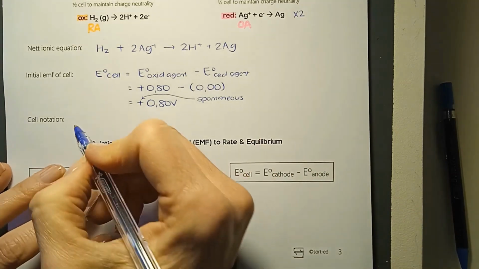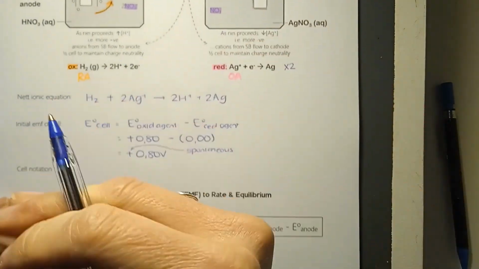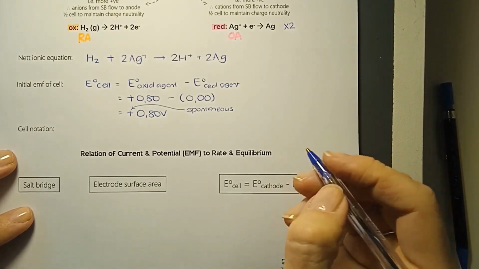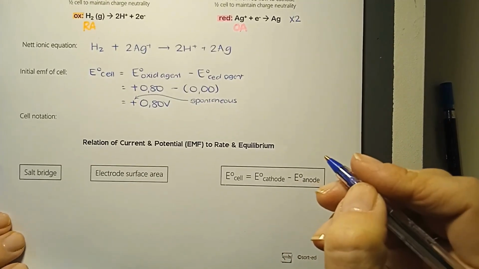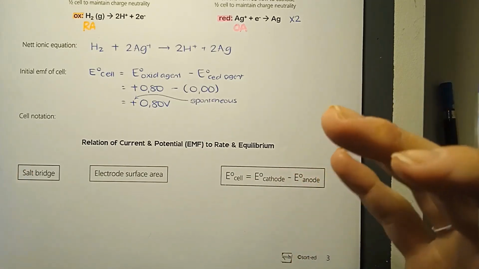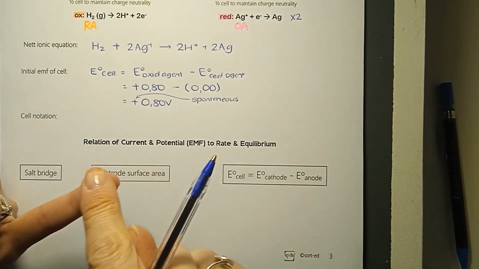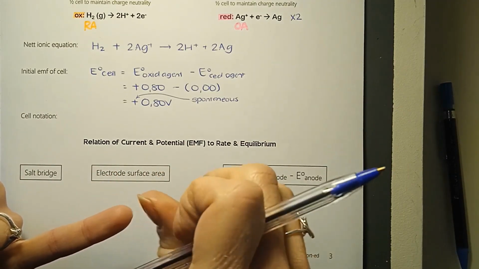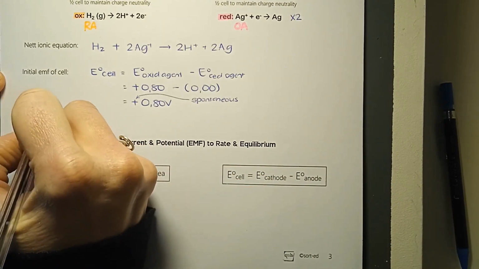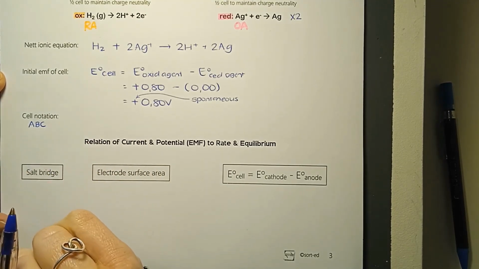And then doing the cell notation, so this is just a way of, instead of drawing out the whole cell, being able to just do the cell notation in a single line, to write out exactly what's going on. I'm going to do this without phase labels just for the purpose of doing this. The SAGs give really good guidelines in terms of exactly how to write out cell notation. The basic rules are a single line to show phase change, and a double line to show a salt bridge. To remind myself, I go ABC. So A is anode, B is bridge, and C is cathode.